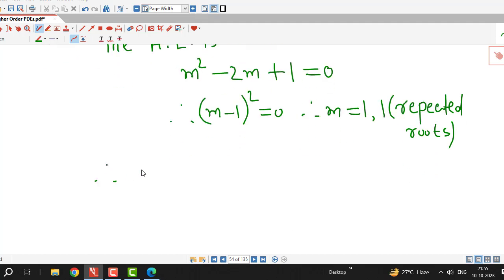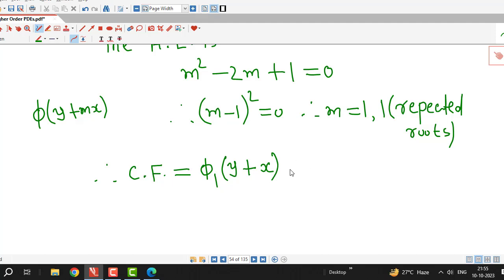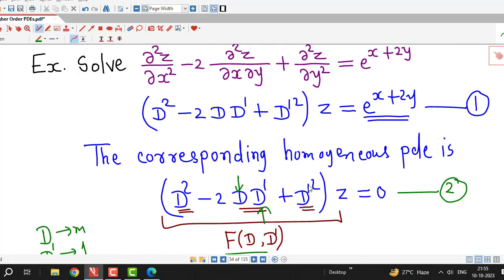So therefore the general solution of equation 2 is nothing but the complementary function of the given equation, and we know that whenever F(D,D') is homogeneous we write an arbitrary function of y plus mx. So first we write for m equal to 1, that is phi 1 of y plus 1 into x, that is y plus x. For m equal to 1 again we have to write an arbitrary function of y plus x denoted by phi 2, and here I have to multiply by x because I have two repeated roots. So this is the complementary function of the given equation.